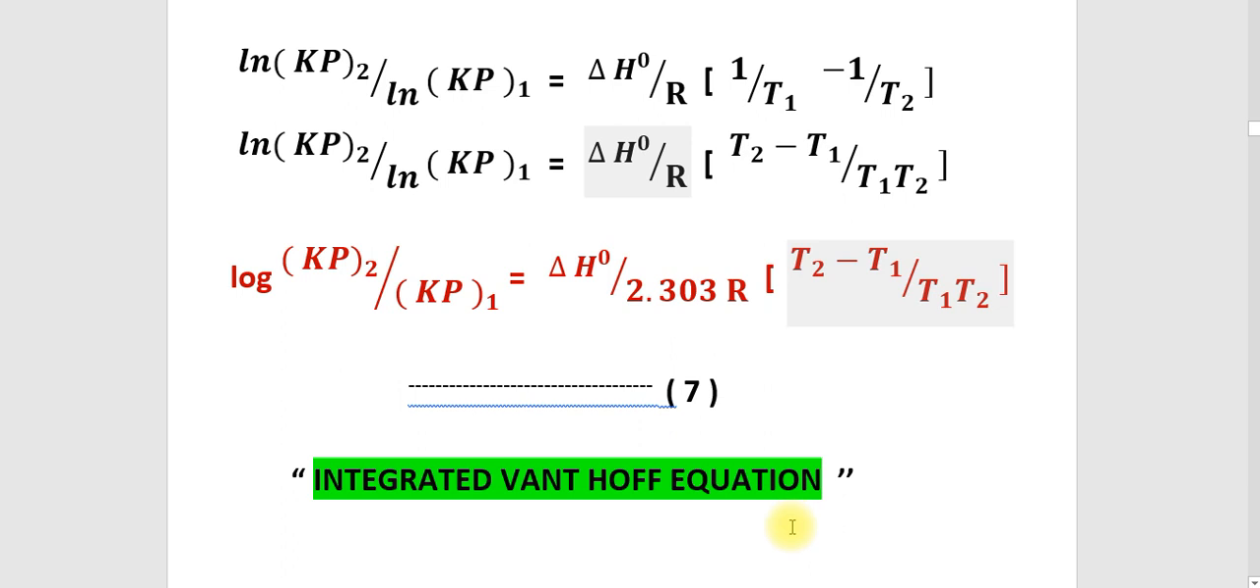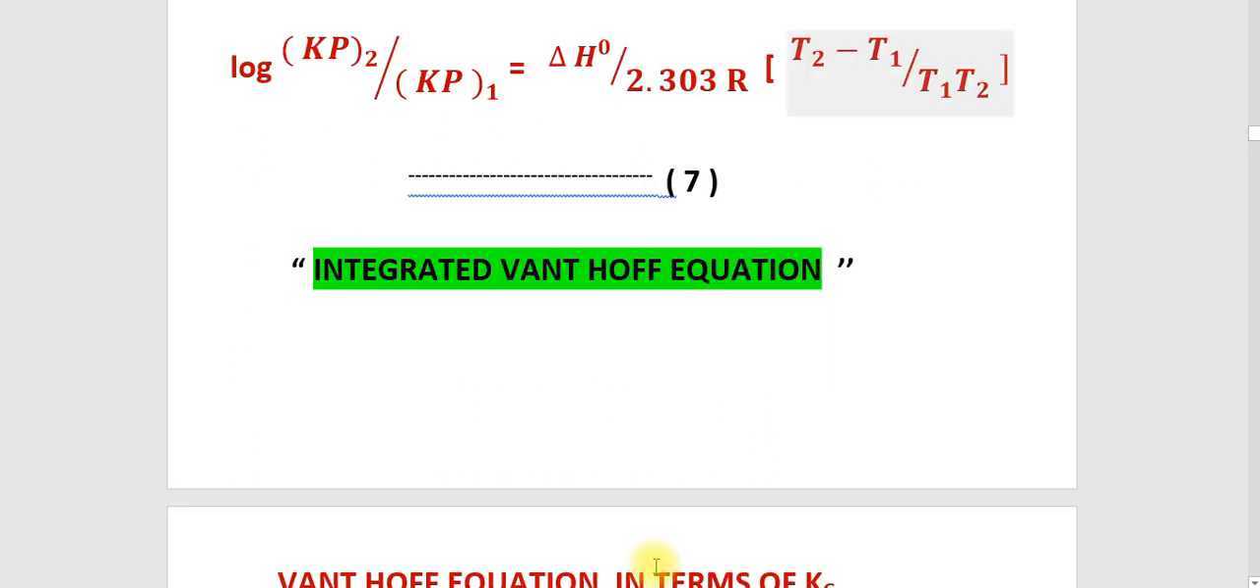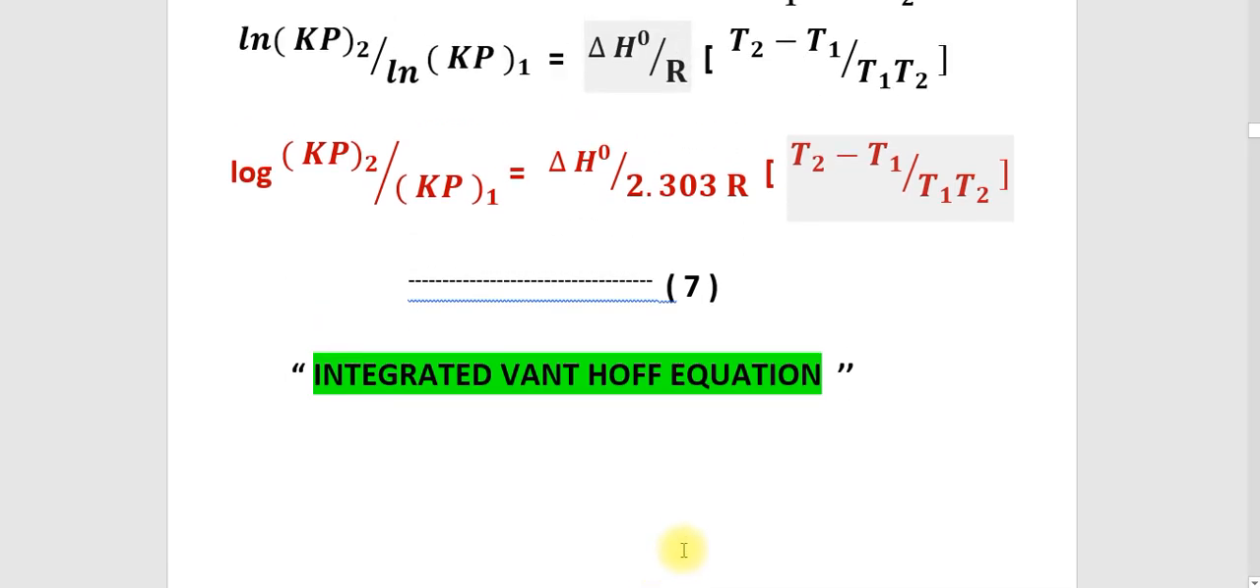We have explained three things. One, the thermodynamic derivation of the equilibrium constant. Second, the temperature dependence of the equilibrium constant, which leads to the van't Hoff equation. Then that van't Hoff equation undergoes integration, and finally we get the integrated van't Hoff equation. Next, we will explain how we relate this van't Hoff equation to Kc and Kp, which we can see in the next class. Okay, hope it's clear for you.